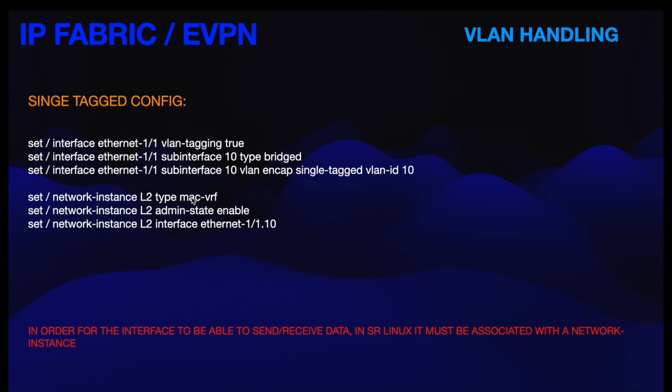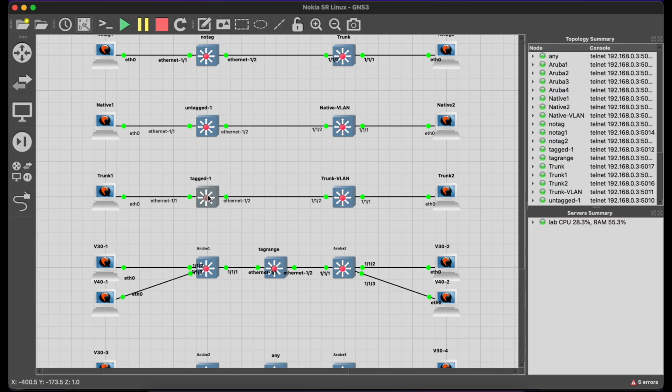If you check the configuration, it's also pretty simple. We'll have a bridged interface with a VLAN encapsulation of single tagged VLAN ID 10. And of course you will add it in a MAC VRF instance. Let's see how this works. So we'll have this topology.